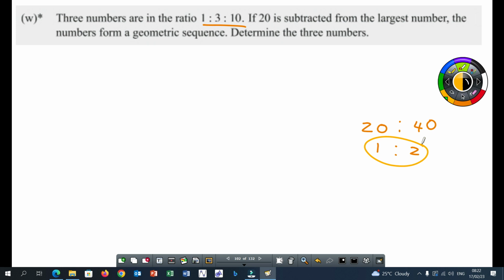So what that means is we can get the original three numbers by using the concept of the common factor, which we can call x. So I can multiply this one here by x, and then I'll multiply the 3 by x. I'll also multiply the 10 by x. By doing that, I'll get to the original three numbers. But at this stage, I don't know what x is. Okay? Yes?